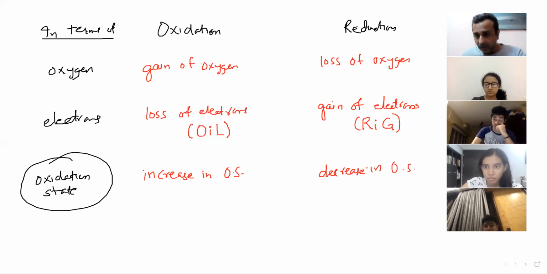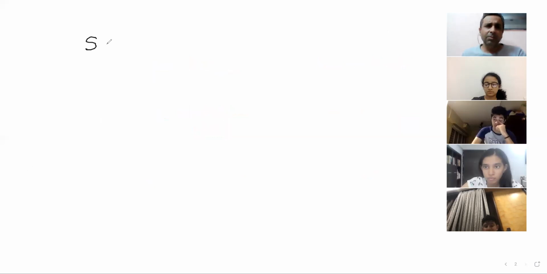Okay, so we'll see an example now. One simple example we'll take: sulfur plus oxygen gives sulfur dioxide. Now, you need to check the oxidation number of every element. What is the oxidation number of sulfur here?